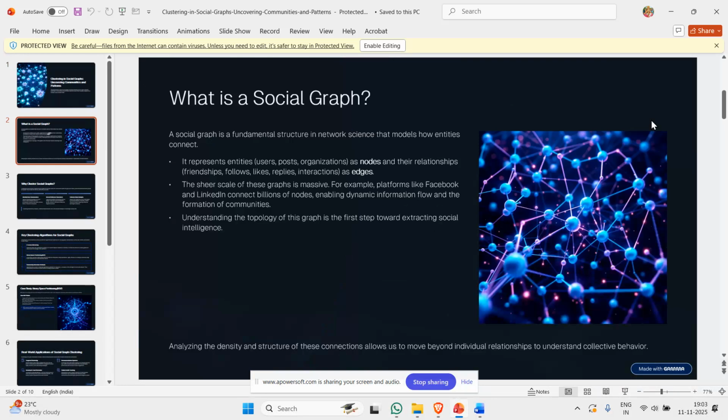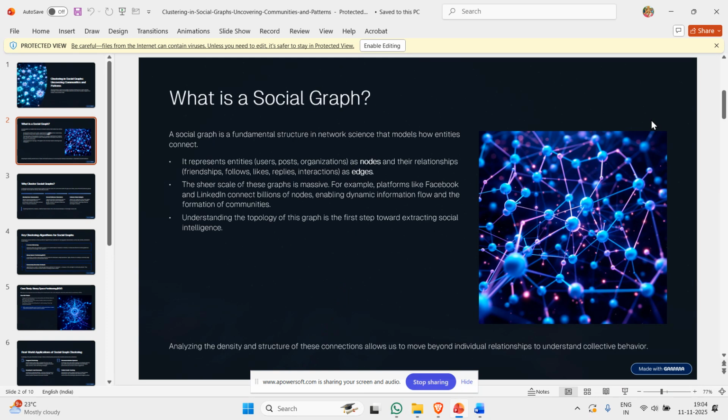What is a social graph? A social graph is a fundamental structure in network science that models how entities connect. It represents entities, users, posts, organizations, as nodes, and their relationships, friendships, follows, likes, replies, interactions, as edges. The sheer scale of this graph is massive. For example, platforms like Facebook and LinkedIn connect billions of people, billions of nodes, enabling dynamic information flows and formation of communities.